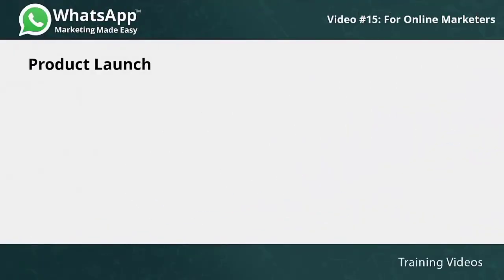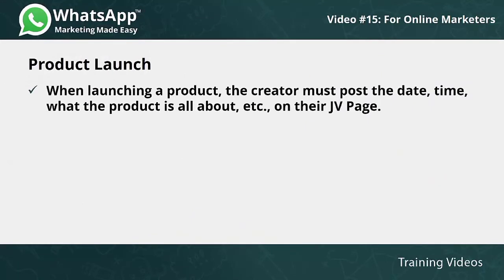Product launch. When launching a product, the creator must post the date, time, what the product is all about, etc. on their JV page, because their partners, known as JVs, must be made aware to help with the sale of the product.